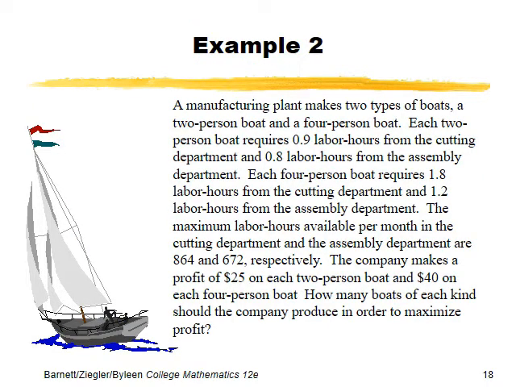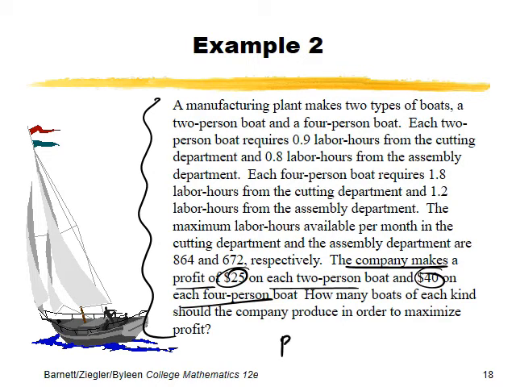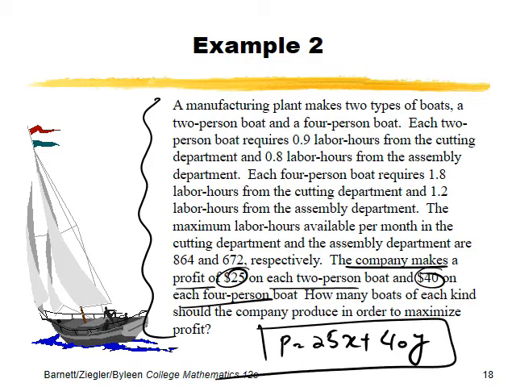So here is another example. The additional part is that we have an objective function. The company makes a profit of 25 on each 2% board and 40 on each 4% board. So if the 2% board is represented by x, then the profit is 25x plus 40y. We have to maximize this objective function within those constraints.